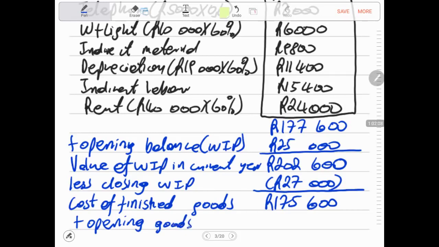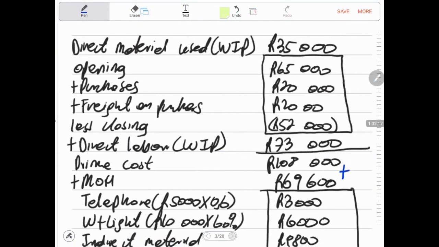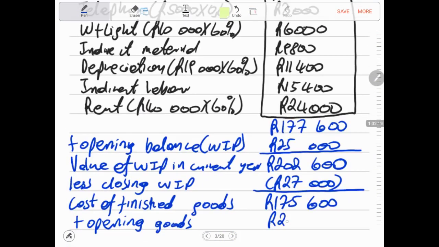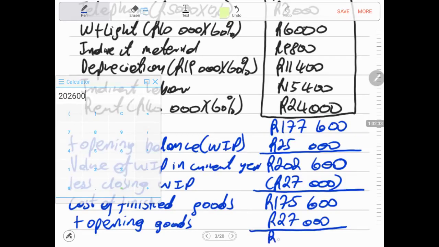goods. Our opening finished inventory, let us check it from the ledger account. Our opening finished inventory is 27,000. So now we come here and say our opening is 27,000. The minute we add our opening to the 175,600, plus 27,000, it gives us 202,600. 202,600 is inventory available for sales. This is what is available for sales.